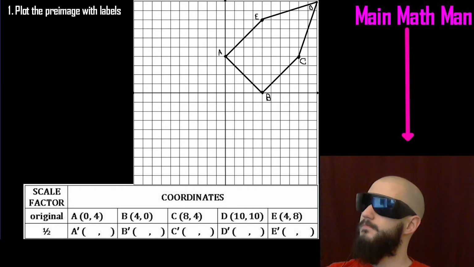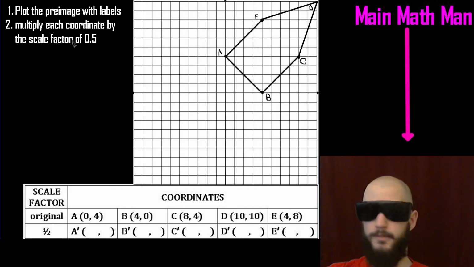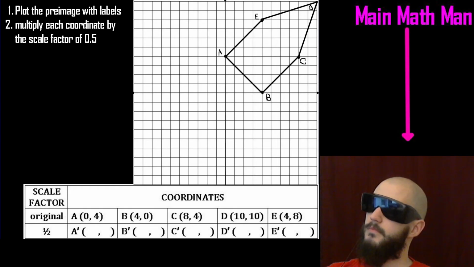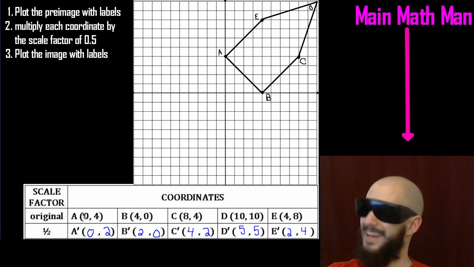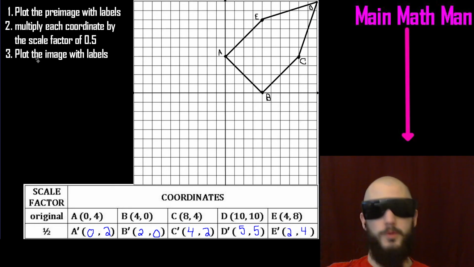So, once you do that, you can multiply each of the coordinates by a scale factor of 1/2, or if you are desperate to use decimals, you can use 0.5. Multiply each of those points, and you should get 0 times 0.5 is 0, 4 times 0.5 is 2, and so on and so forth. These are the ordered pairs that you should get, and now we need to plot those points of the image and label them.